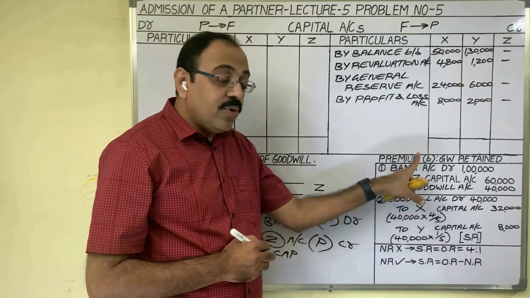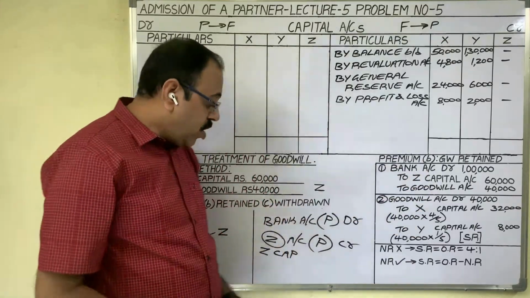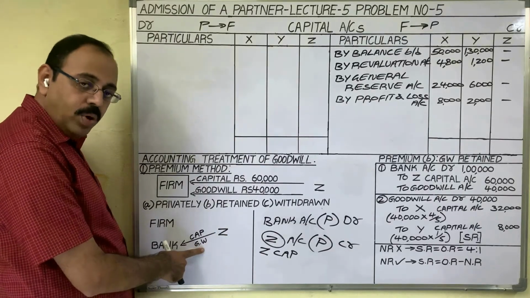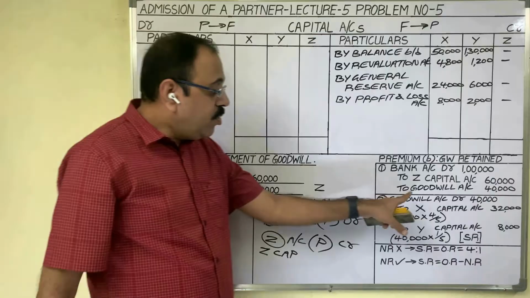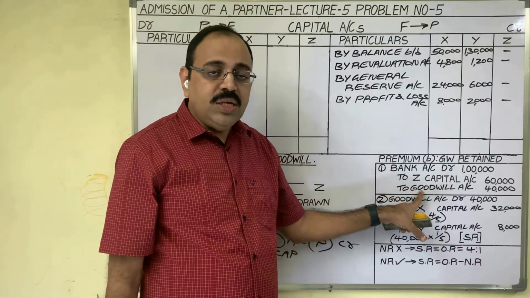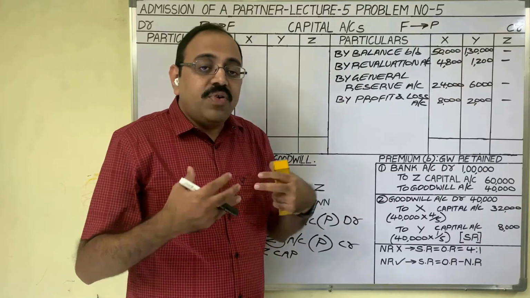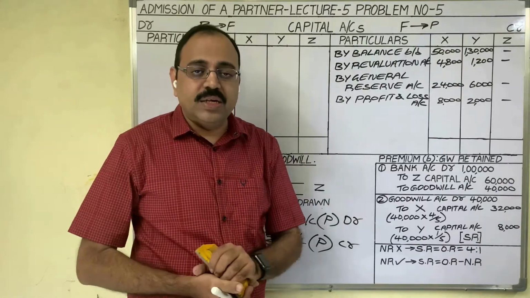goodwill also we have to credit. Why? Because Z is bringing capital and goodwill both. Why is goodwill account credited? Because this goodwill is not an asset to the firm. This goodwill the firm should return to old partners.